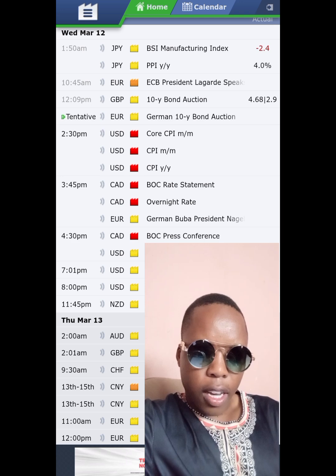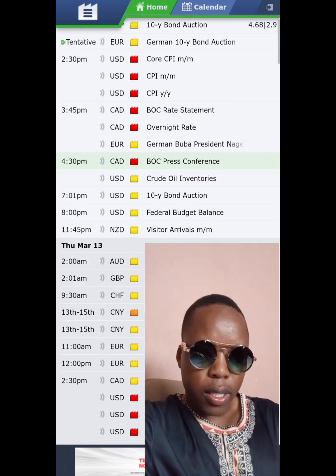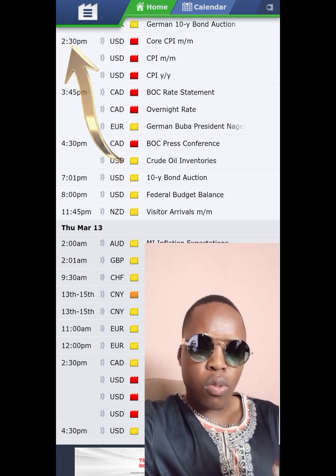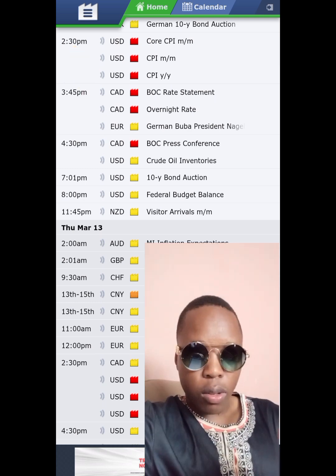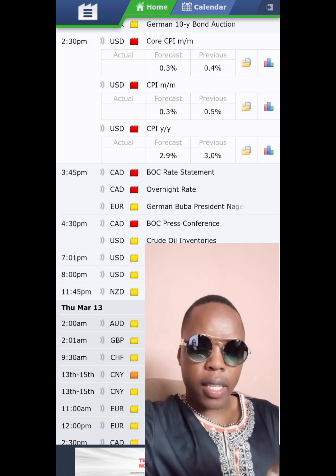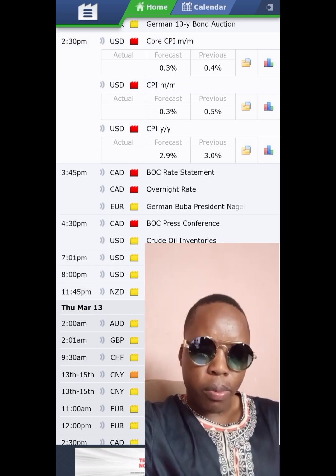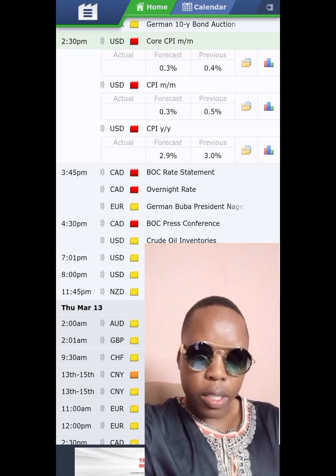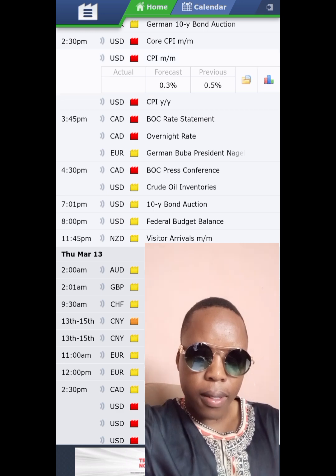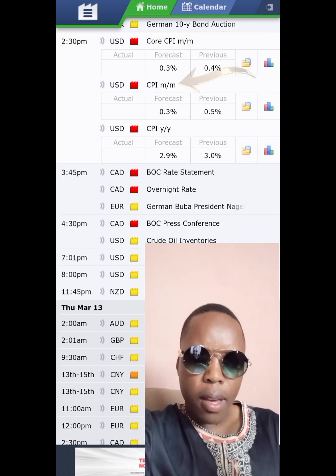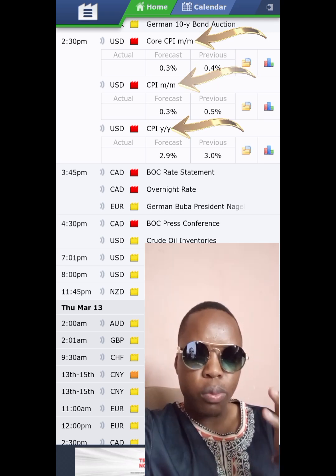As you can see here at 2:30, let me scroll up so that you can see. At 2:30, at the top left corner, the red flags, I hope you can see the red flags there, and it has three elements for the CPI. Let me just open it. It has core CPI MM, CPI MM, CPI YY. I hope you can see all that.